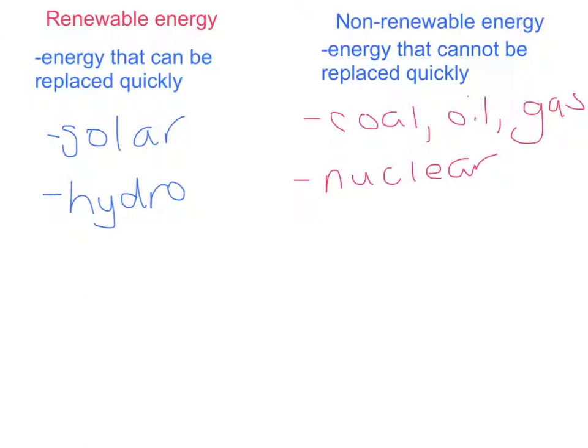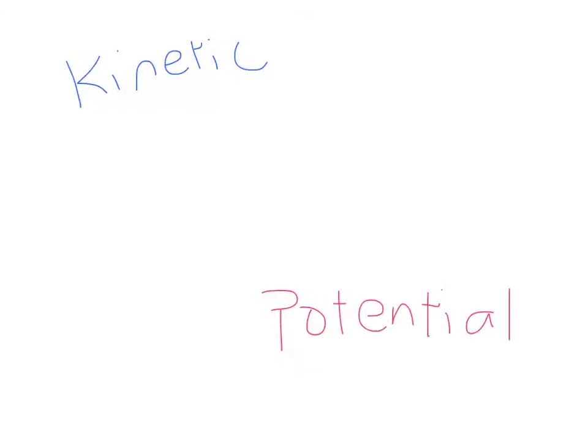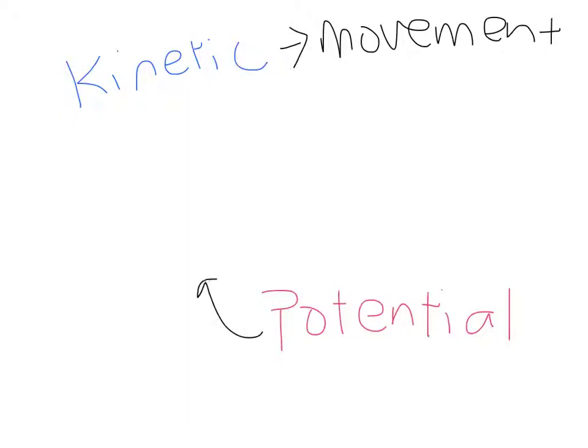Another way we can categorize energy is kinetic and potential. Okay, so we've got kinetic energy and we've also got potential energy. Like we said before, kinetic energy is energy from movement. So anything that moves will have kinetic energy. Whereas potential energy is anything that is stored. So this is stored energy.